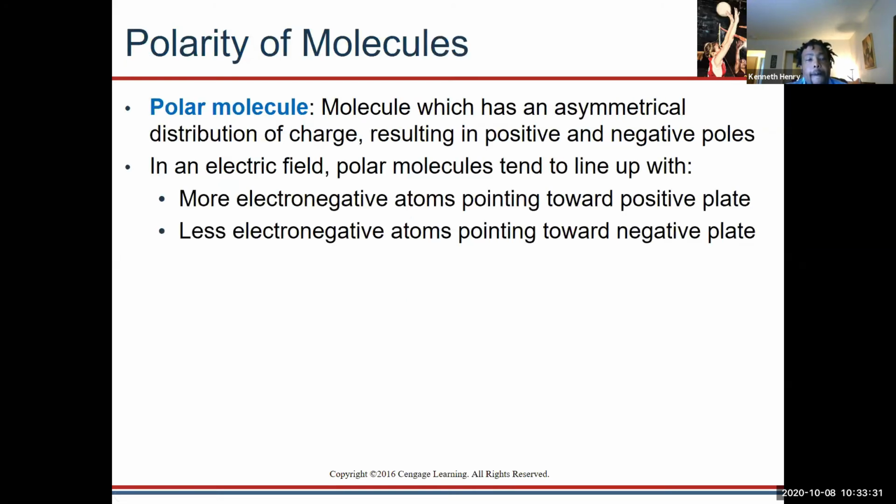Okay, so now let's talk about polarity. A molecule is going to be considered asymmetrical if you have an uneven distribution of charges. So it's symmetrical if the distribution is evenly distributed, right?